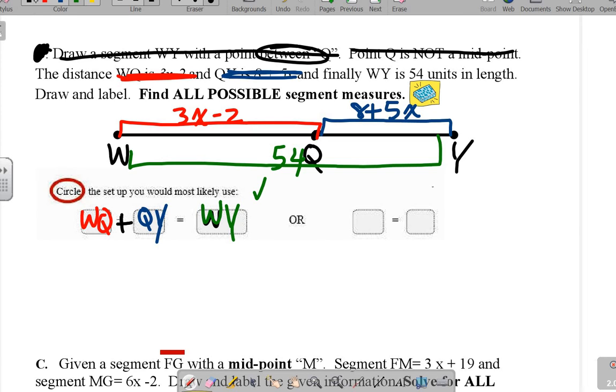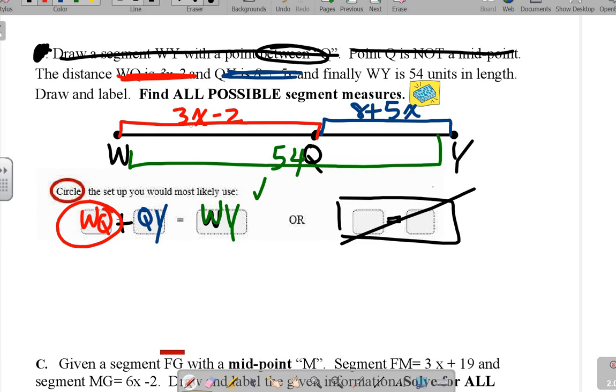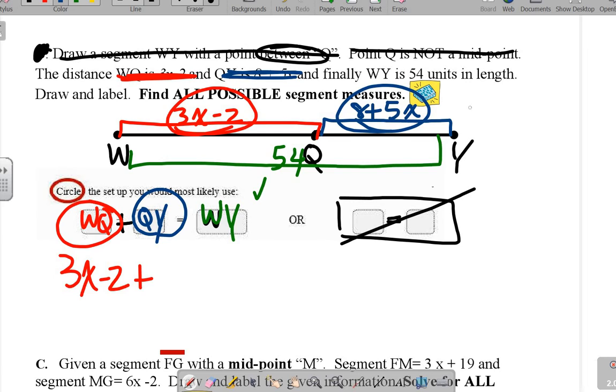Now look, come over here to the right. Is any segment equal to another segment? Okay, there's no midpoint, so we're not using that. So that tells you which equation to use. Now we circle, plug, chug. Circle, circle, plug it in. Circle, circle. That's my lingo.